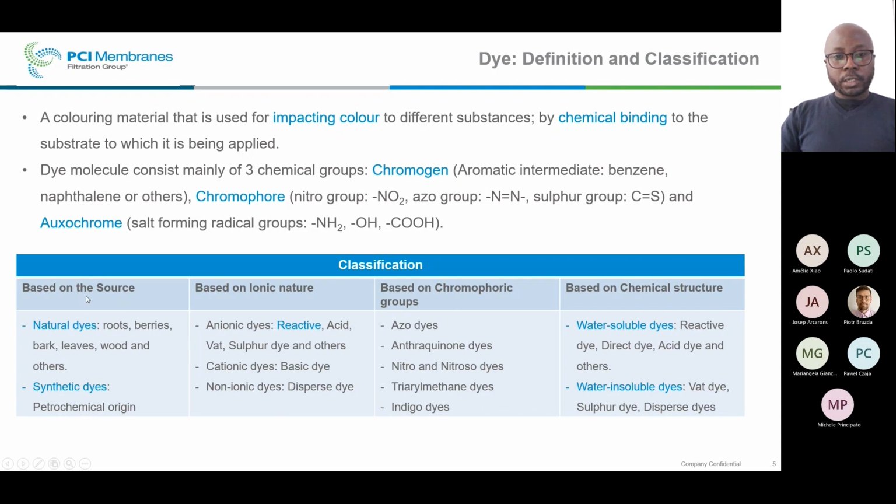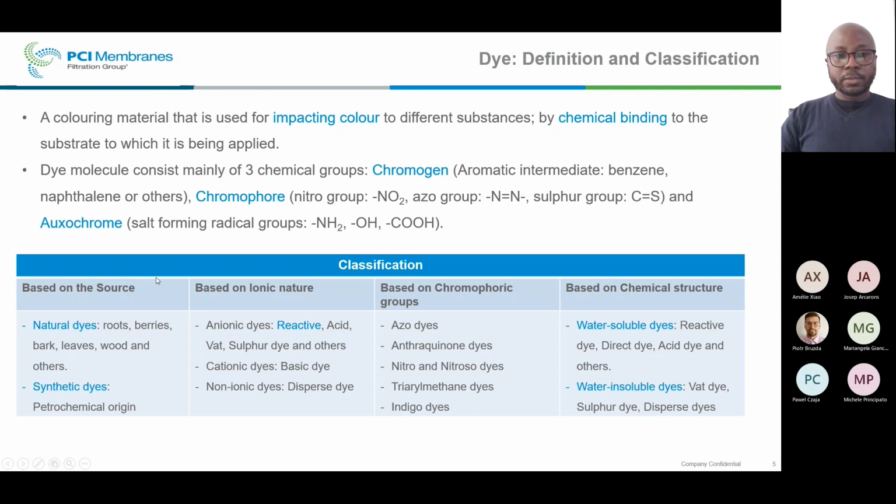So to talk about the classification of the dye, this can be classified based on the source. So as I explained earlier, we can classify a dye based on the natural origin. So a dye could derive from the roots, from berries, from bark, leaves, wood, and so on. But also, most of the dye that are currently being used in the industry are synthetic dye, so basically coming from petrochemical origin.